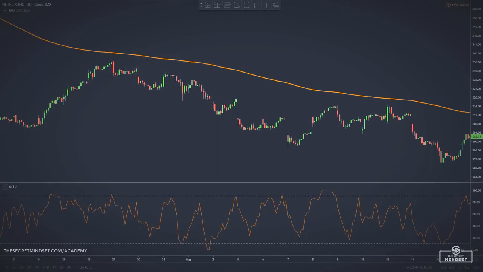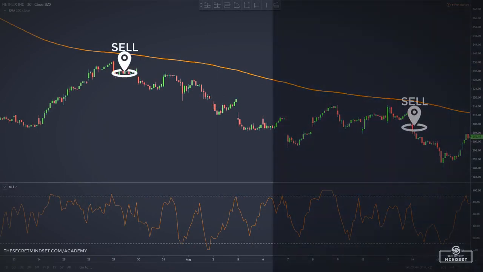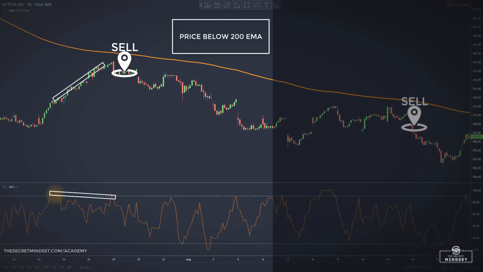And here are two short trades on Netflix. The first signal appeared here. The 200 EMA was pointing downward, indicating a bearish trend, so we take only short trades. The MFI reached an overbought area. We have a divergence between the MFI and the price, and the sell signal was confirmed after the trend line was broken.